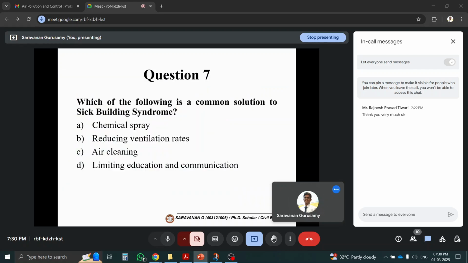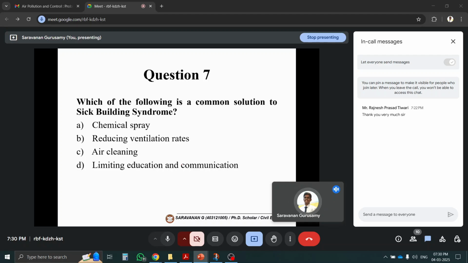Moving to the seventh question: which of the following is a common solution to sick building syndrome? What is sick building syndrome? If whenever a person enters a building, they feel a health hazard, an acute reaction, then it is sick building syndrome. So how to prevent sick building syndrome, or what is the solution?